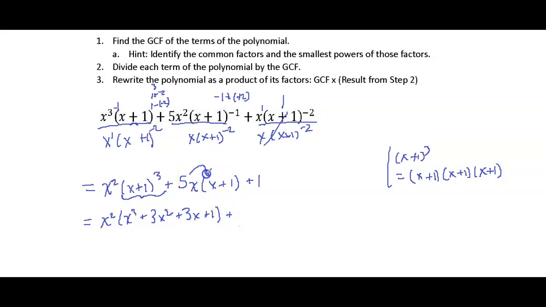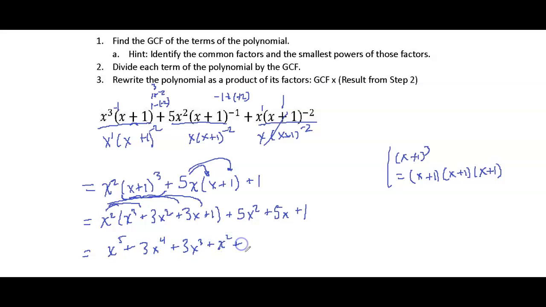Plus, now we can distribute the 5x into the x plus 1, getting us 5x squared plus 5x. Then we have plus 1. Distributing the x squared, we get x to the fifth power plus 3x to the fourth power plus 3x to the third power plus x squared. Then we'll bring down the rest, plus 5x squared plus 5x plus 1.